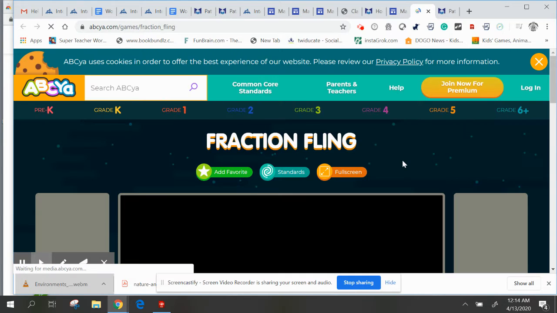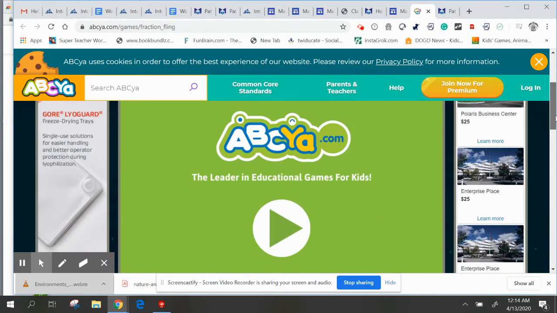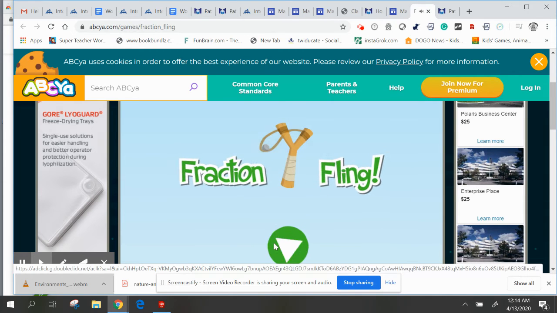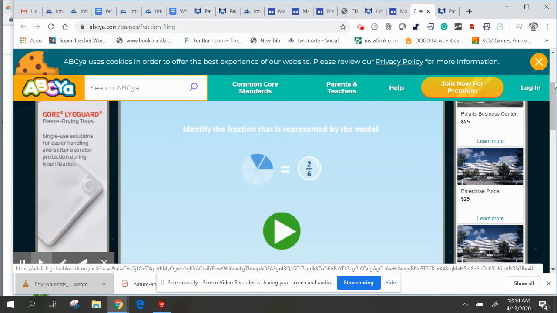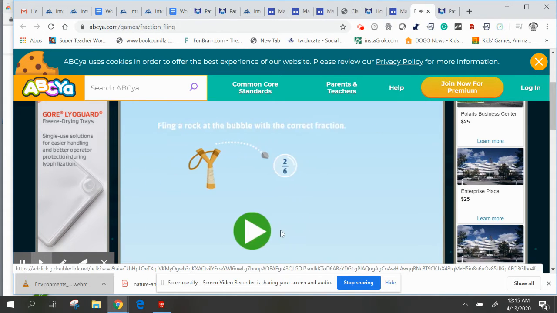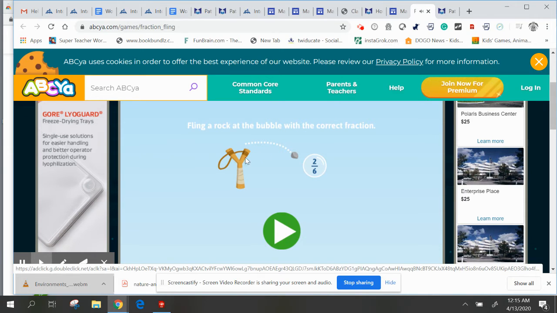So this is Fraction Fling. It's really fun. It's like a catapult. And so you select which game you want. I mean, either one, you can do both, whatever. So basically, you're going to identify the fraction that is represented by the model. Okay, so we've got 1, 2, 3, 4, 5, 6. So this is 2/6. And then you're going to take this rock and you're going to fling it and hit the bubble that is the answer.